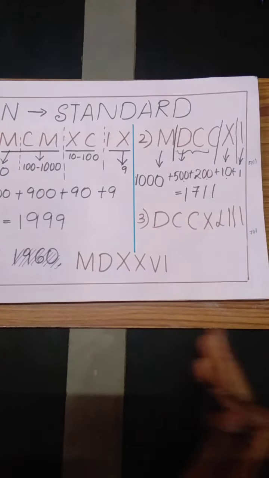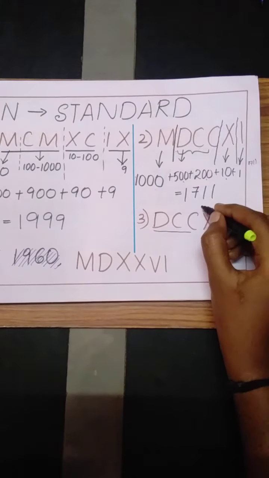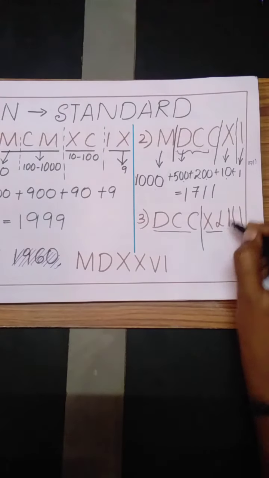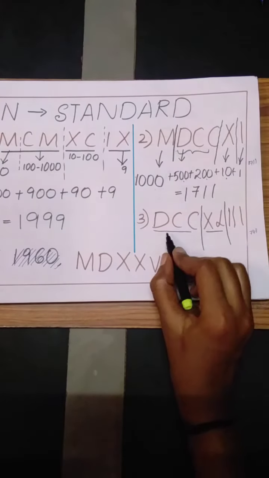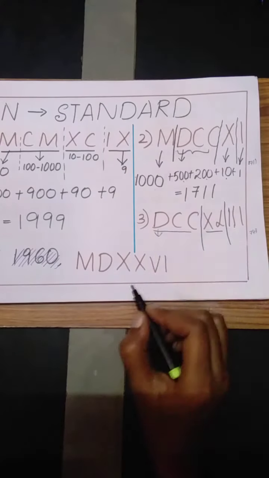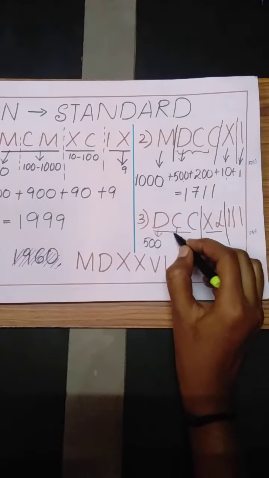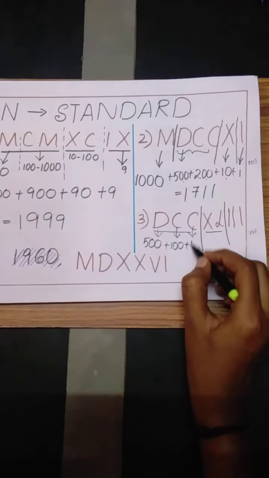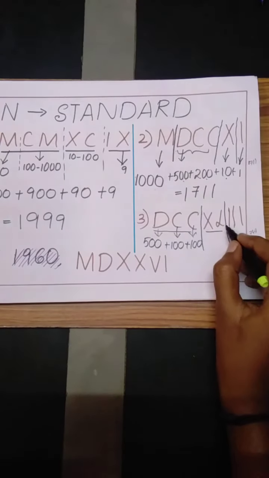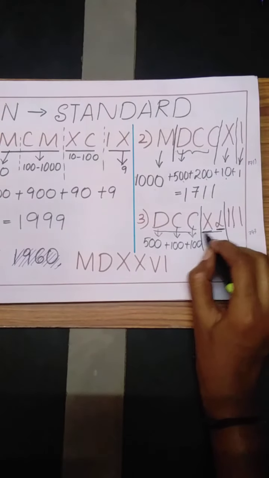So if we move to the next example, D, C, C, X, L and 3 I's. Divide it into 4 digit, 3 digit, 2 digit and 1 digit. These 3 are 3 digits. These 2 are 2 digits. This is 1 digit. The value for I is 1. So, what is the value of D? It is 500. For C, it is 100. Here also 100. See here, L is the larger symbol and X is the smaller symbol.